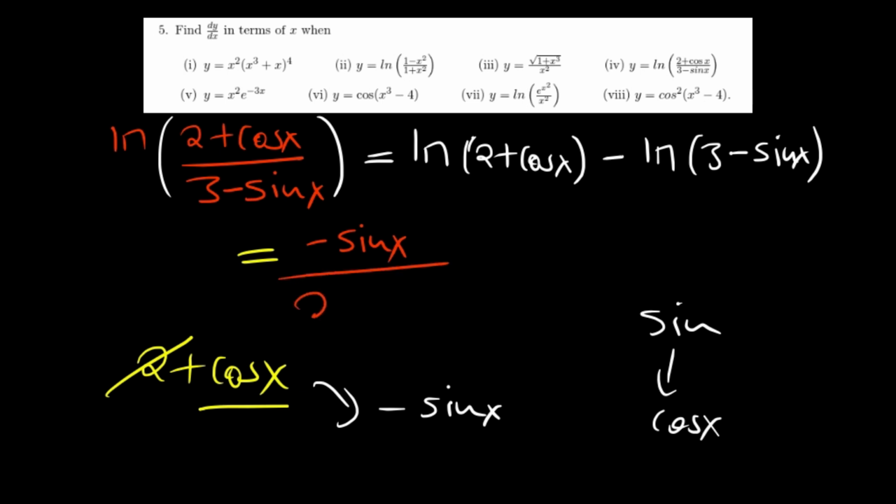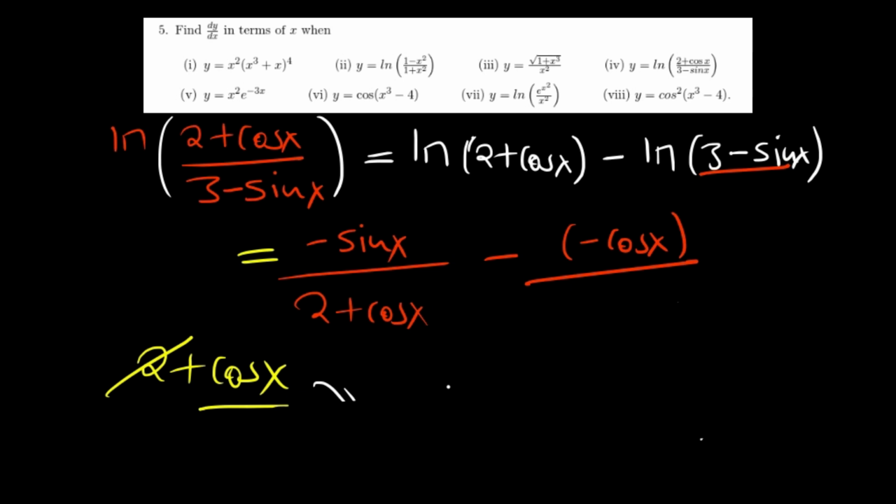over the original, which is 2 plus cosine of x, and then minus, for the other part, what's the derivative of 3 minus sine of x? The constant will cancel out. For the derivative of negative sine, the sign is maintained, so it will be negative cosine. So negative cosine of x over the original, which is just 3 minus sine of x.